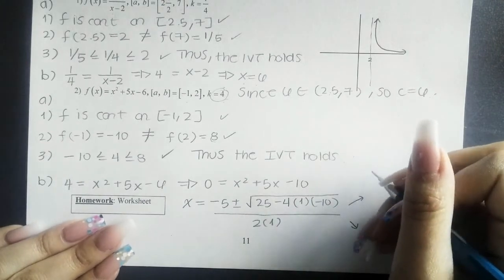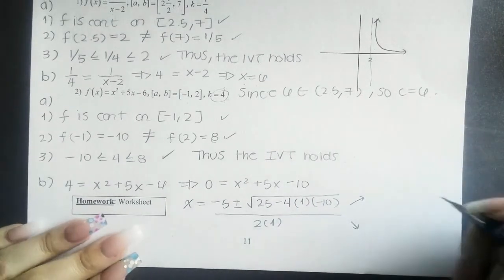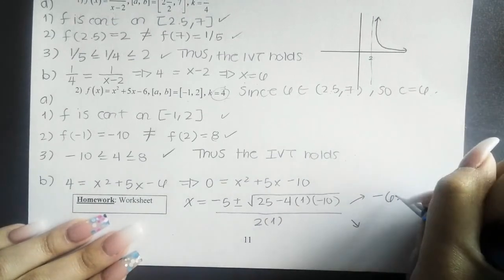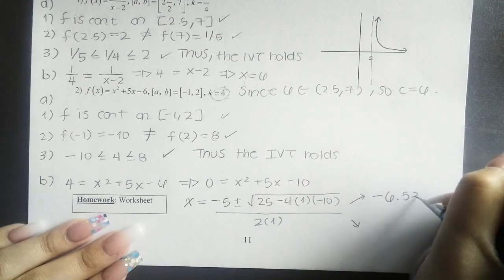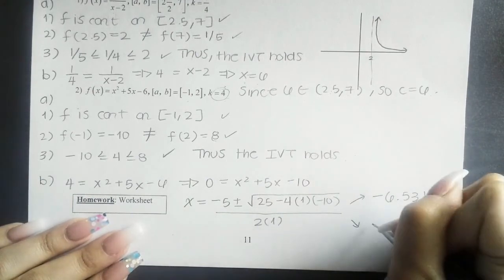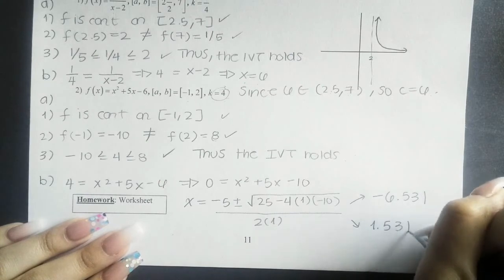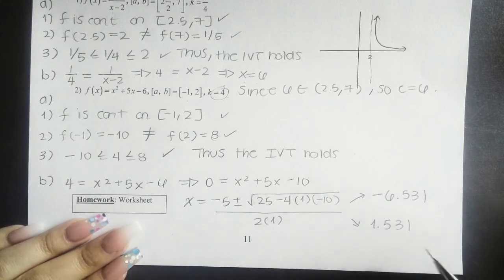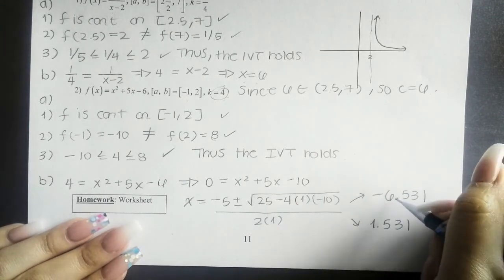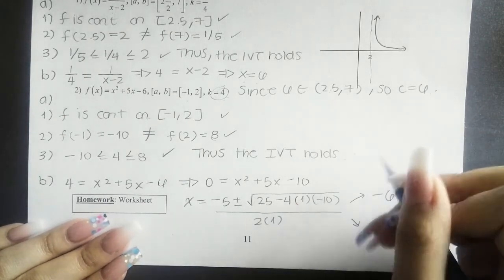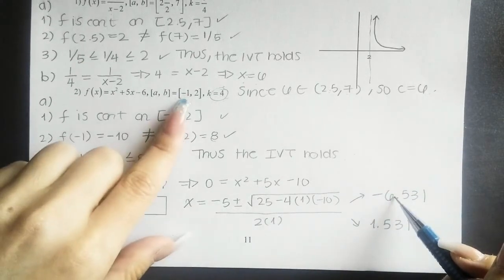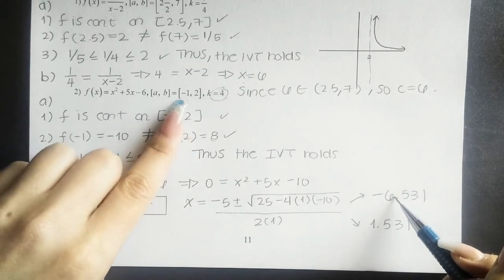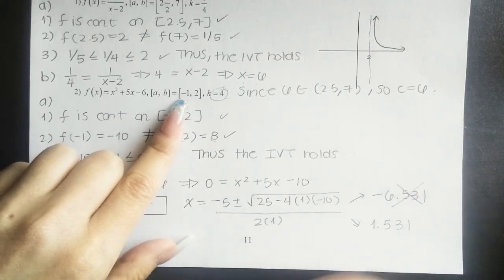Now comes the tricky part. When I plug it in my calculator, the first one gives me -6.531, and the second one gives me 1.531. Now you're going to tell me, oh, there are 2. Could happen that you have 2, but we need to check that the condition is met. What condition? That this is in between this interval. Is it? Absolutely not. The -6 is not inside the interval, so this is not a c.